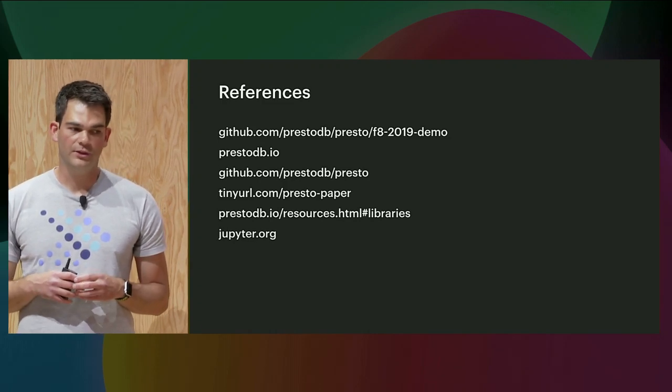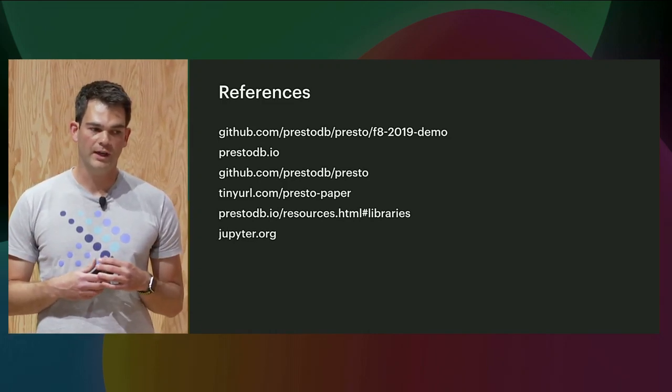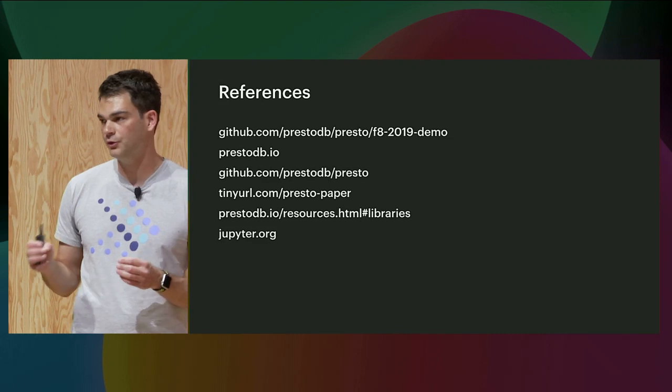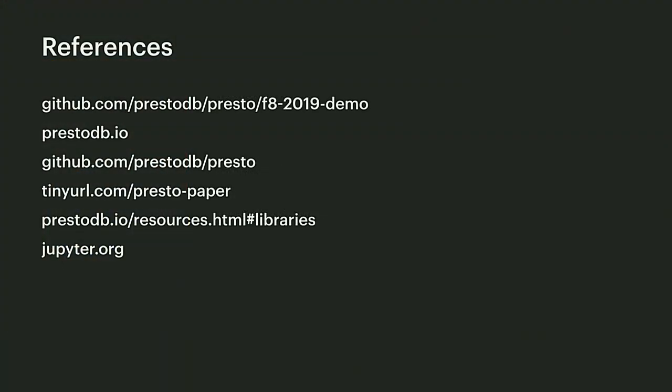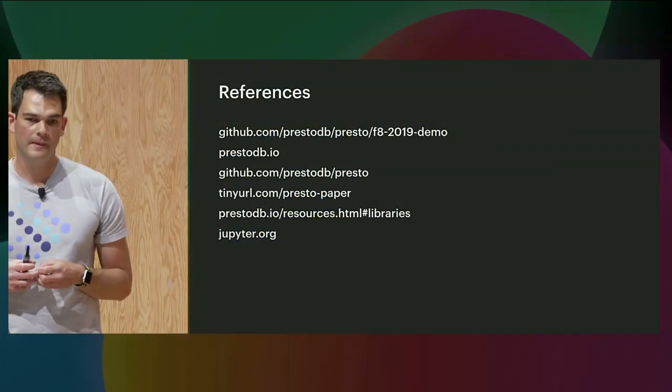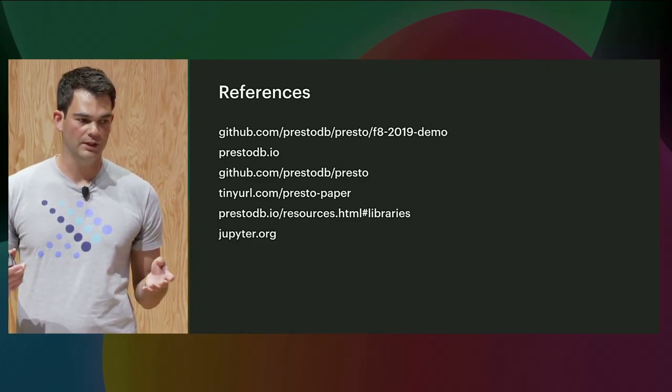Here are a couple of references. You can go to the website to get more references. If you're really curious also about the internals, there is the Presto paper. It was submitted at the ICDE conference. It explains why Presto is so fast and how it works internally. And I'd like to just show that we use Jupyter here. And as you've seen, the integration is pretty easy.